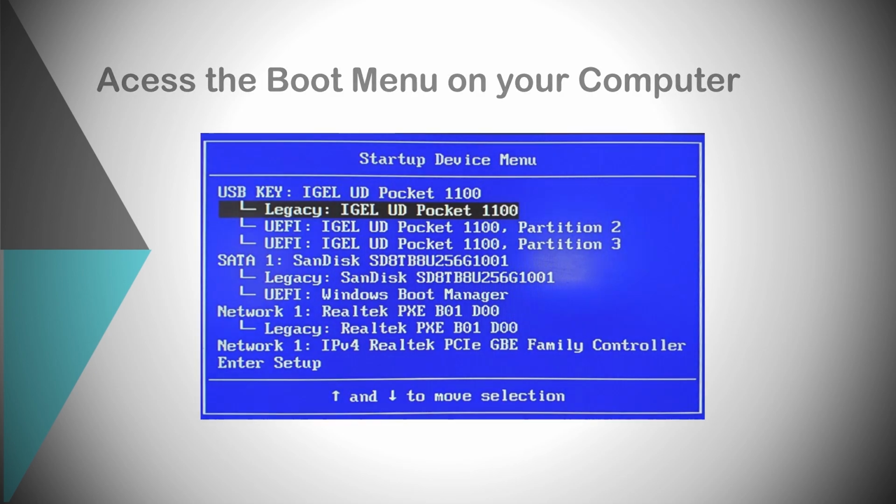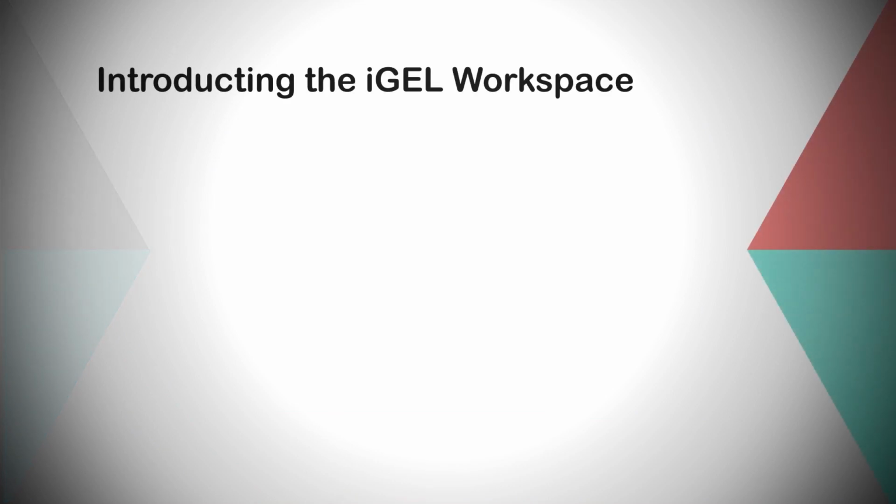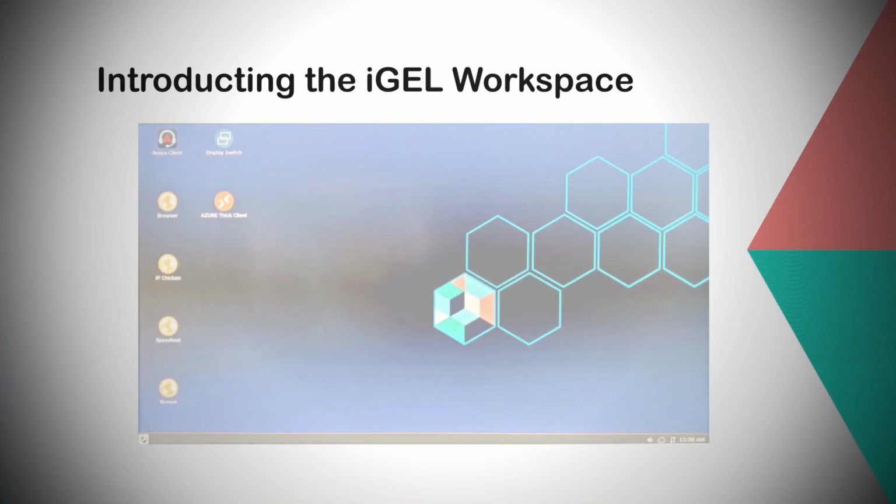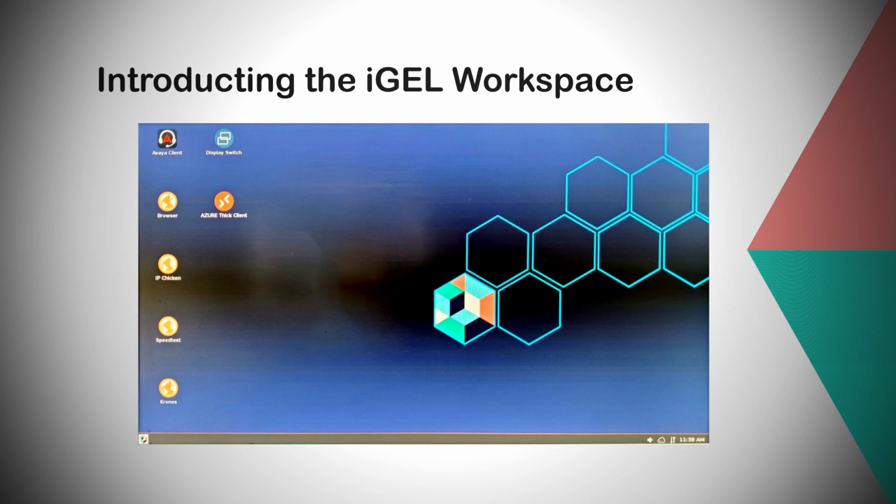This will allow for your computer to boot up into the iGEL operating system environment, and you will see the iGEL Workspace desktop, which looks similar to the Microsoft Windows desktop. You will see that there are already some app icons available on your desktop, and that there is a taskbar on the bottom of the screen with a start menu that can be accessed by clicking on the Continuum logo in the bottom left corner of the screen.